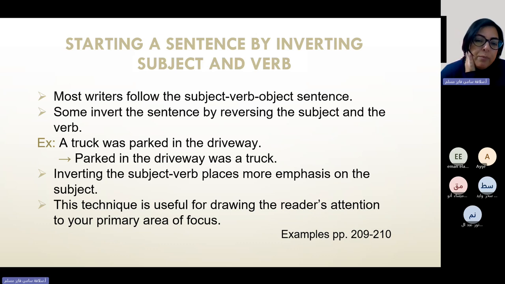So you have other examples, page 209 to 210. You can check them out.